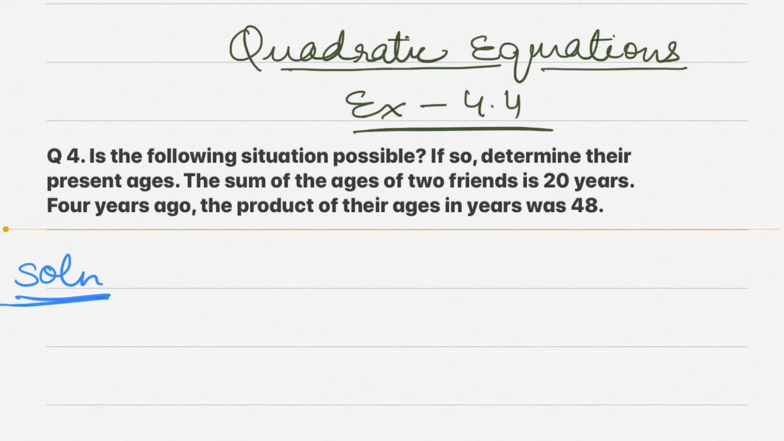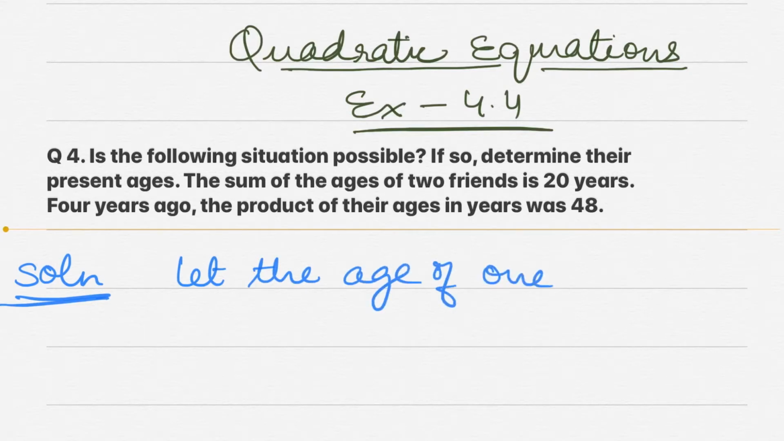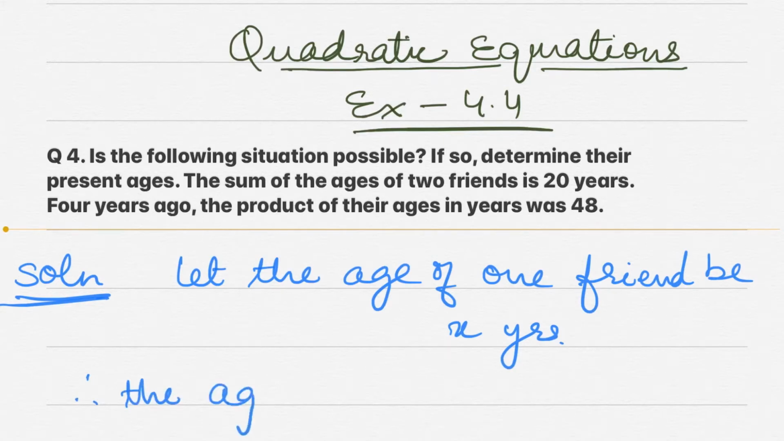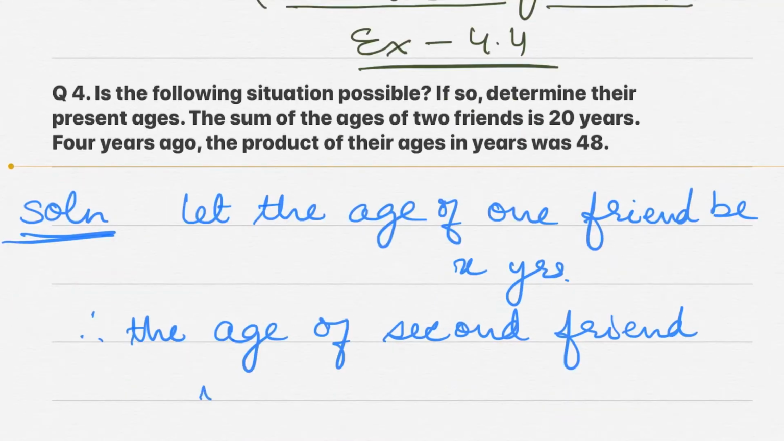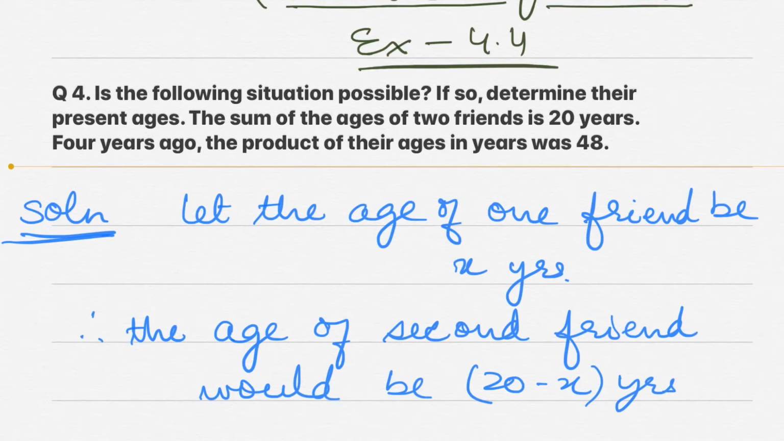So the sum of the ages of two friends is 20 years. Let the age of one friend be x years. Therefore, the age of the second friend would be 20 minus x, because the sum of ages is 20 years.